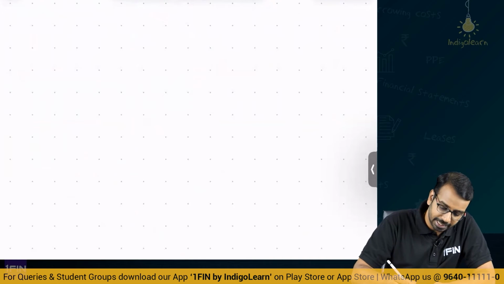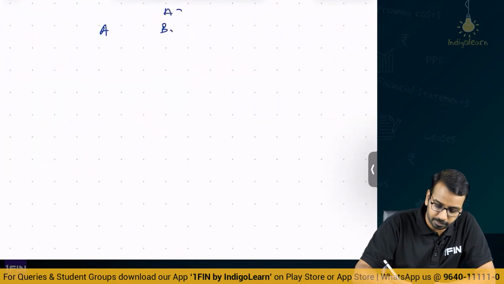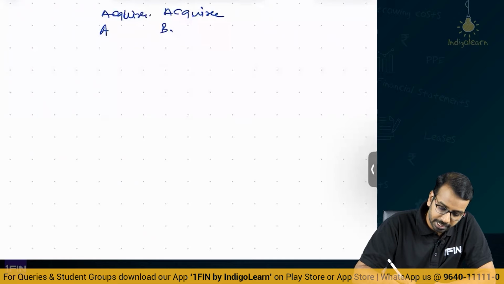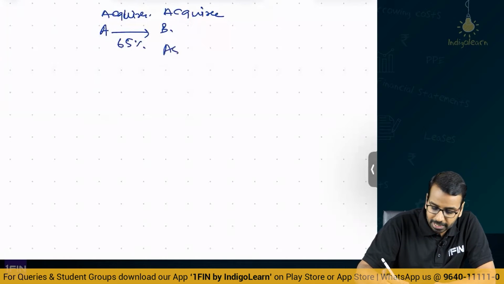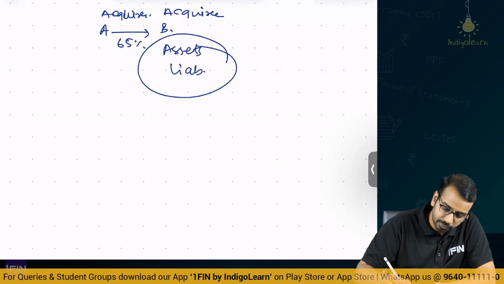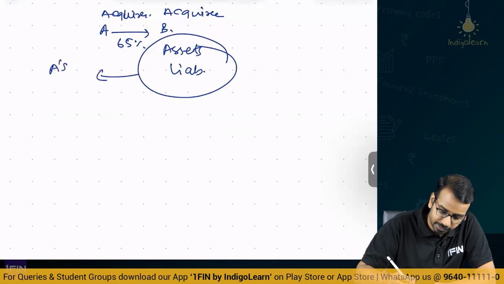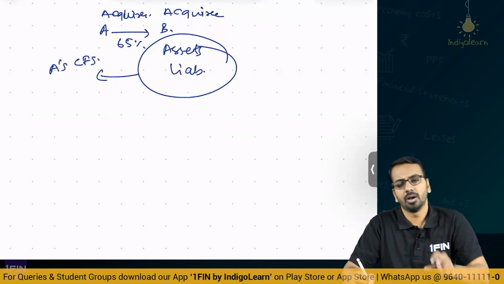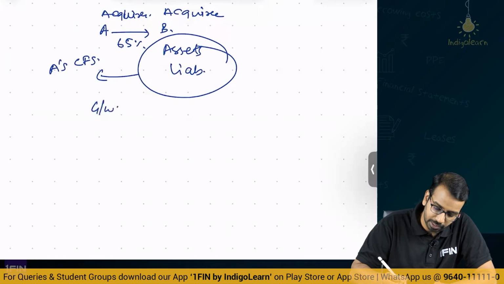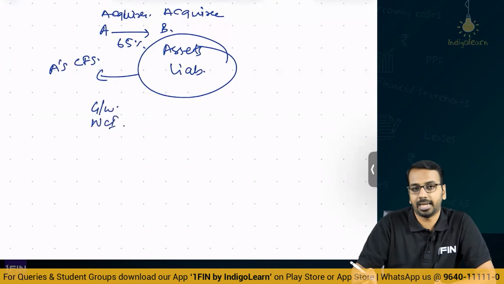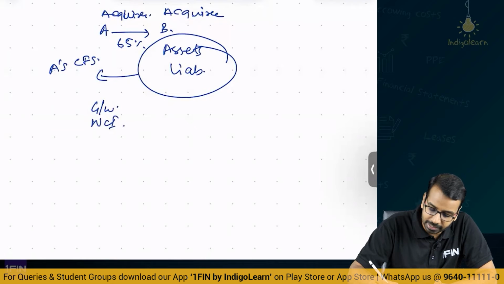So what you have to do is, let us say acquirer is A, acquiree is B. This is the acquiree, this is the acquirer. Okay. So A acquired, in our case let us say 65%. Then what you have to do is, all the assets and liabilities of B will be added to A's consolidated financial statement. All the assets, all the liabilities. Okay. Then you will add goodwill, NCI. Okay. What you will not take is equity.